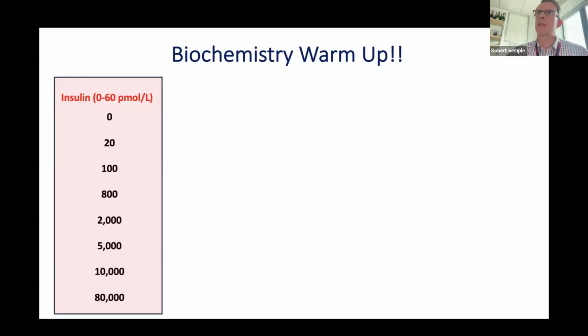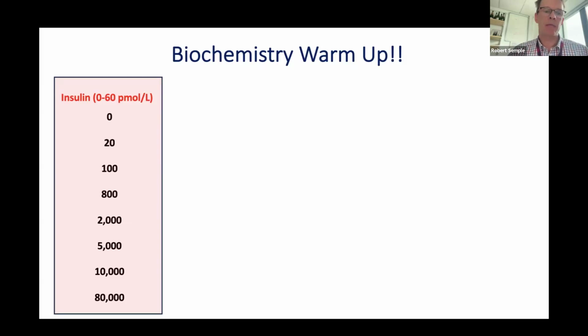Having said all of that, let's say that these are patients who aren't being insulin treated and patients who don't have any assay interference. Then I would look at this list and say, well, yes, about 2,000 and up, I think unequivocally this is pretty good going insulin resistance. 80,000, 10,000, these move into the realms of very extreme insulin resistance.